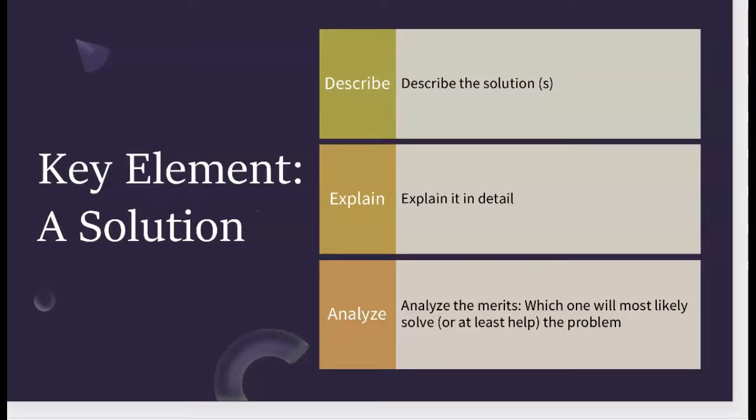I know it seems self-evident in the title of the genre of the essay, problem solution. So for your solution, once you have defined the problem, you need to describe the solution you're suggesting and explain it in enough detail for readers to understand what you're proposing. Sometimes you might suggest several possible solutions, analyze their merit, and then say which one you think will most likely solve the problem.